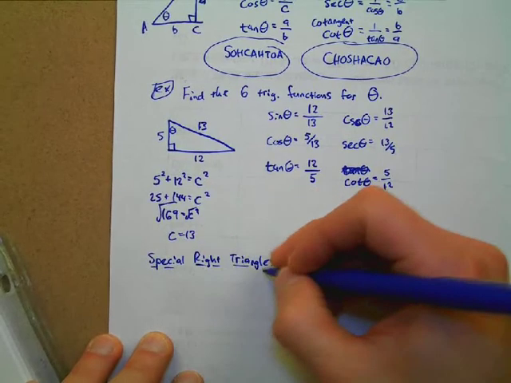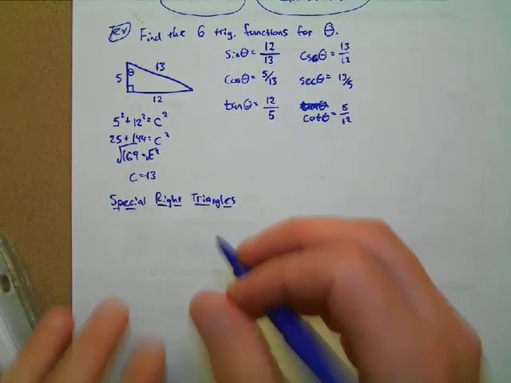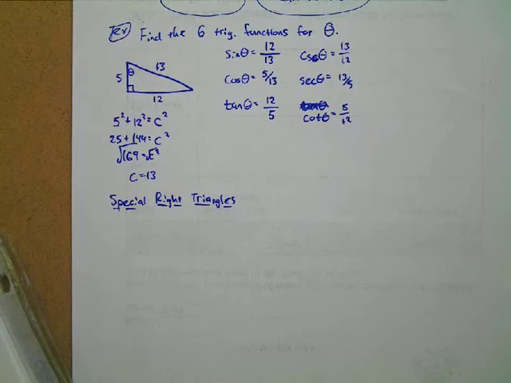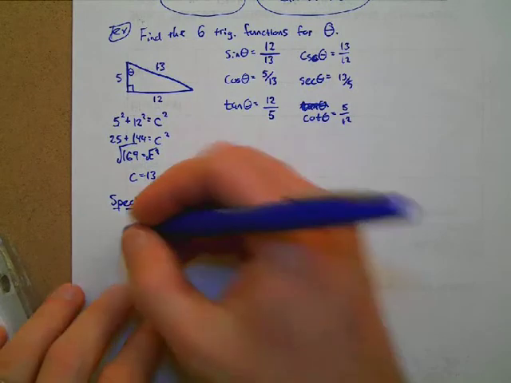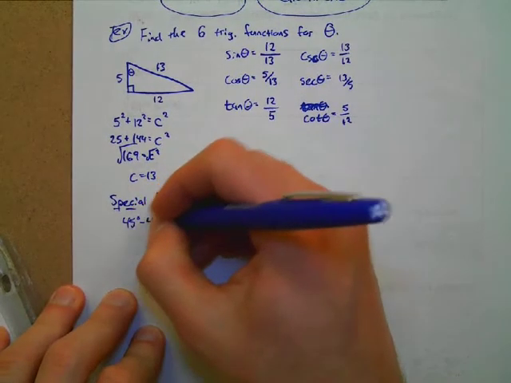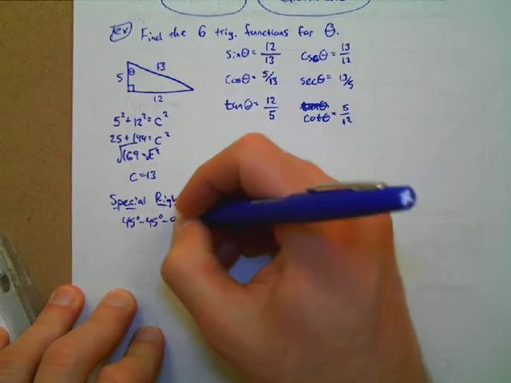You guys remember your special right triangles? We have 2 of them. Okay, that's one of them: 45, 45, 90. Let's do that one first. Okay, so I'll draw that.